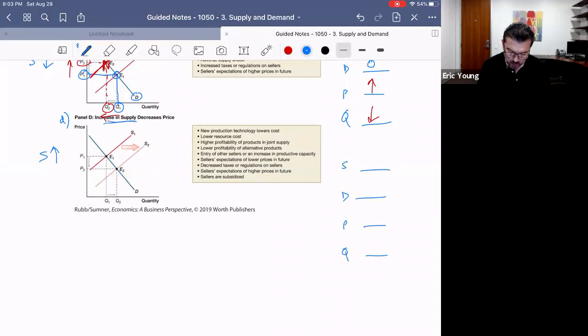This one is an increase in supply. So supply is going to go up, demand is going to stay steady. What's going to happen to P and Q? Well, we take our original supply and demand curves at equilibrium, original price, original quantity. We're going to have an increase in supply, which is going to shift the supply curve to the right. So we draw that new supply curve there. He calls it supply 2. I'd call it supply 1, but it's the new one.